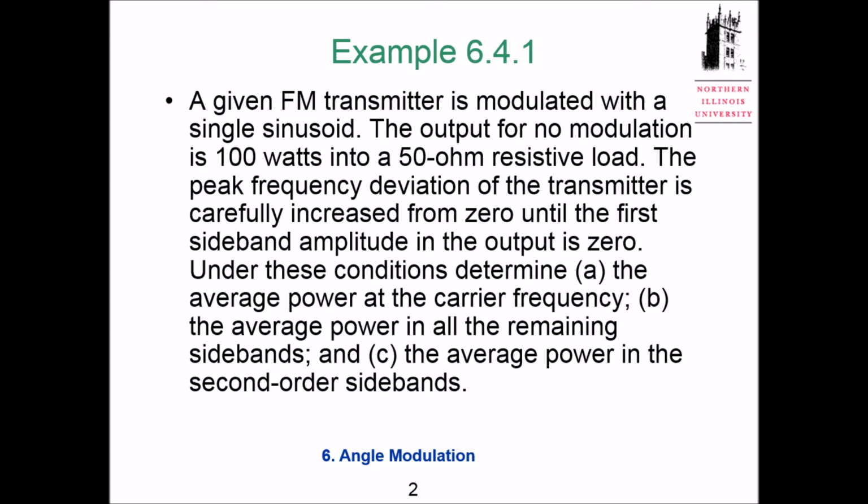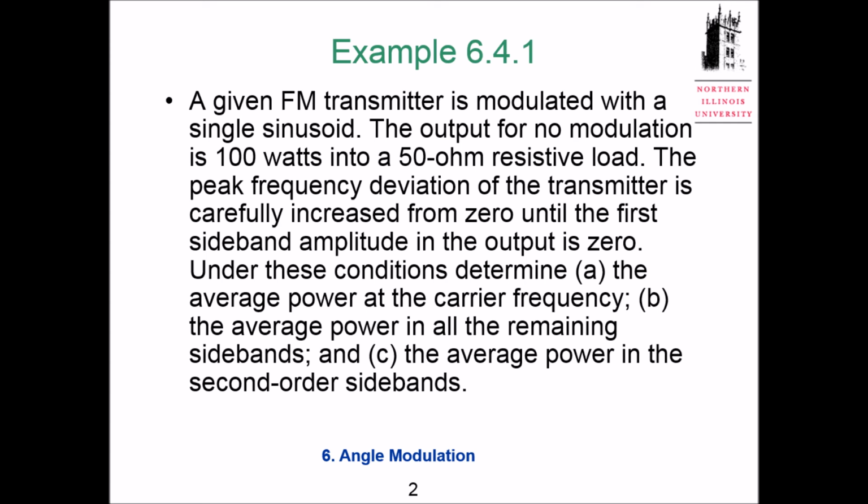Okay, so this example just shows how to calculate power for different sidebands and how you can determine your beta index. Any problems or other questions for this example?